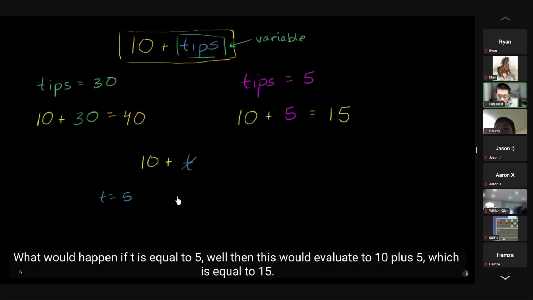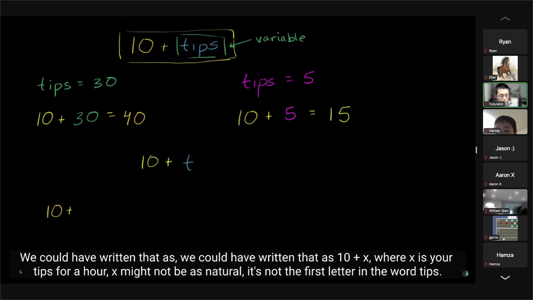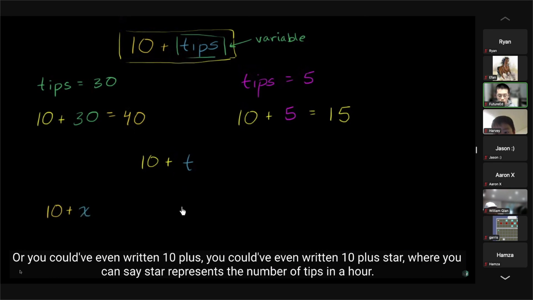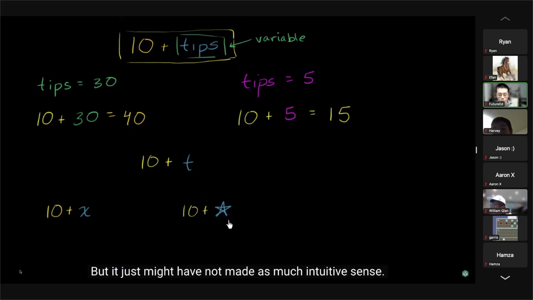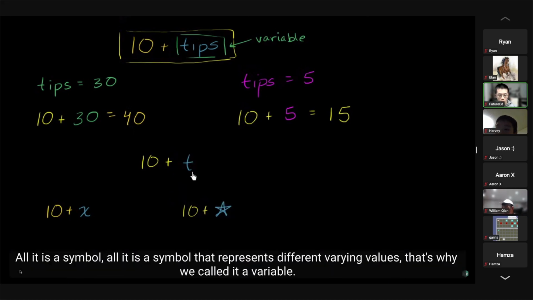Now, I want to be clear. We didn't even have to use t. We didn't even really have to use a letter, although in traditional algebra, you almost do use a letter. We could have written it as 10 plus x, where x is your tips per hour. X might not be as natural. It's not the first letter in the word tips. Or you could have even written 10 plus star, where star represents the number of tips in an hour. But it just might not have made as much intuitive sense. But hopefully this gives you a general idea of just what a variable is. All it is is a symbol that represents varying values. And that's why we call it a variable.